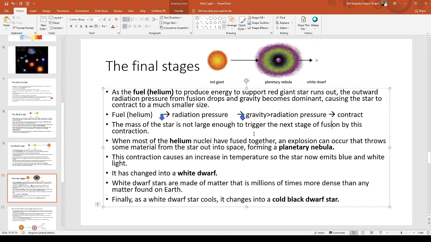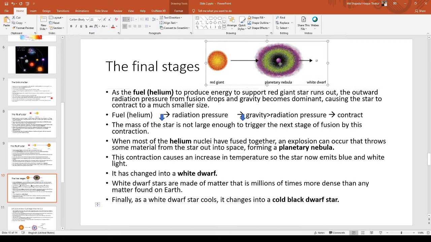Okay, so what happens here? When most of the helium nuclei have fused together, meaning most of the fuel has run out, there is not much fusion to occur anymore. Now what happens is a slight explosion can occur. And that explosion throws some material from the star out into space, like this.